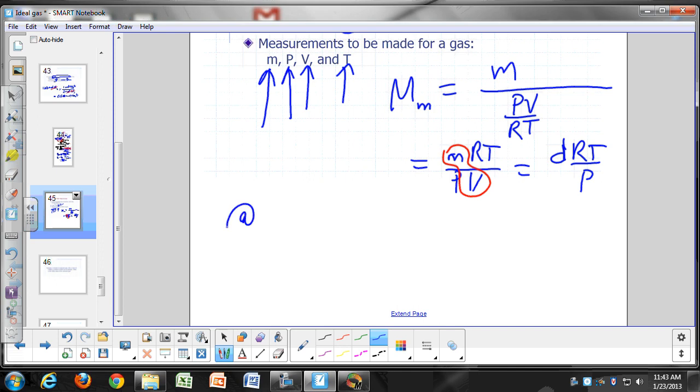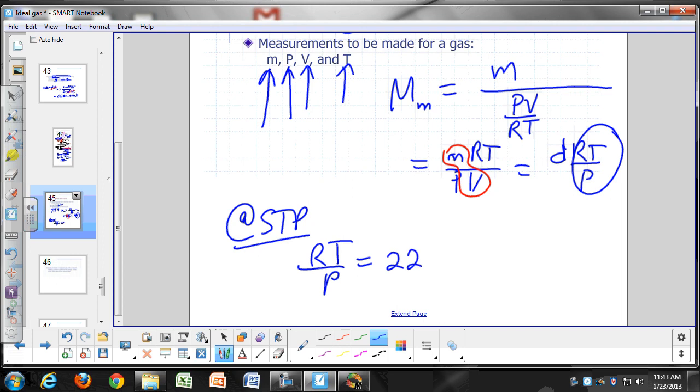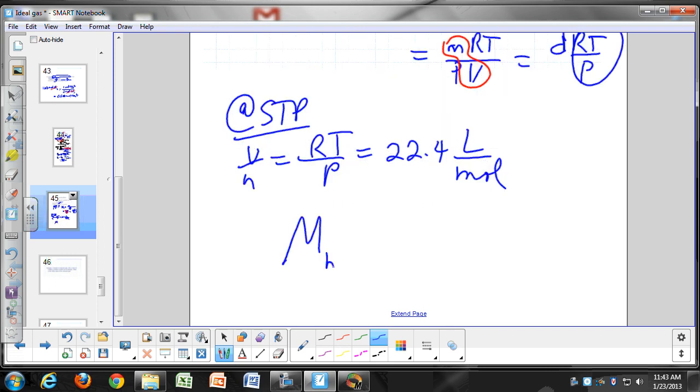Now, what if you try to measure the density at STP? Well, RT over P at STP is what? 22.4 liters per mole, right? RT over P is just V over n. So if you measure the density at STP, whatever the density is at STP, you just multiply it by 22.4 liters per mole, and you get the molar mass.